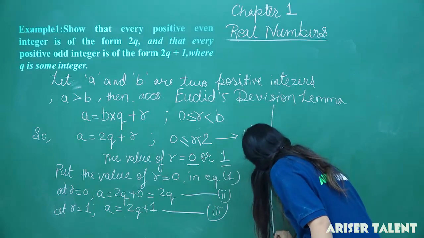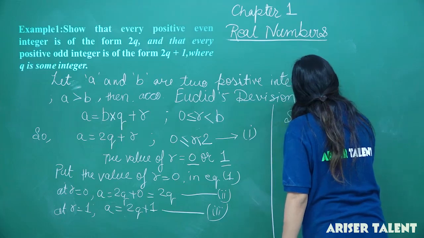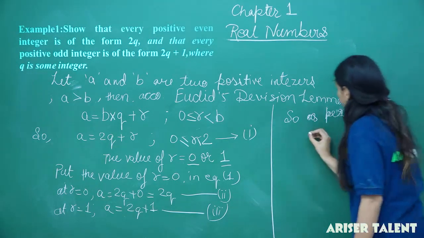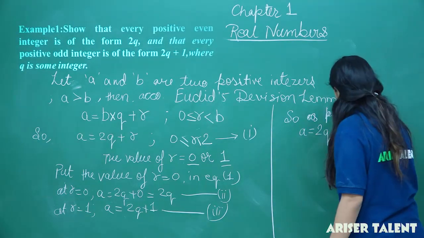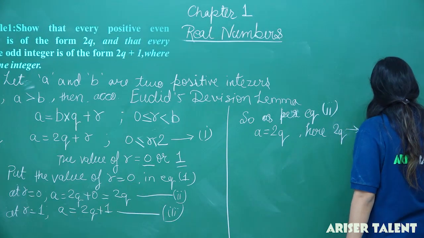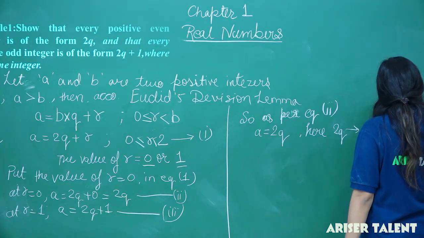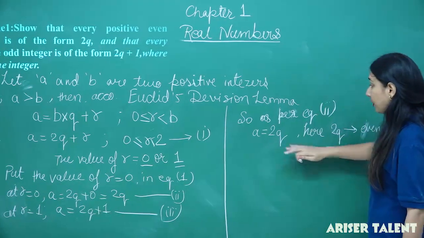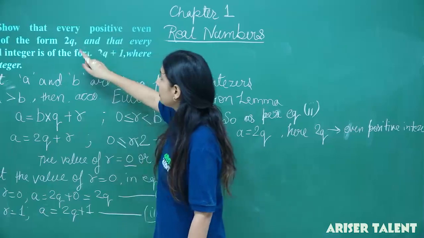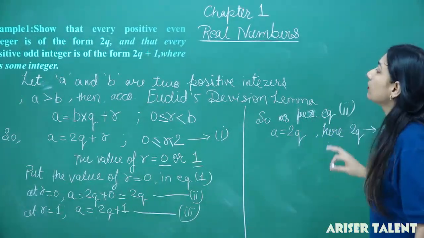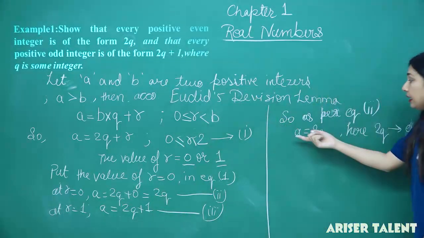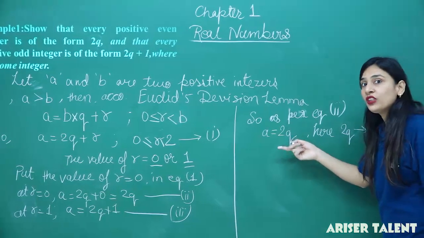So as per the second equation, a equals 2q. Here 2q is always an even positive integer. Okay, so the first statement is proven: a is in the form of 2q, where q is any positive integer. So here first we had to show that every positive even integer is in the form of 2q. Now a is any positive even integer, it is always in the form of 2q. So we have proved this one.